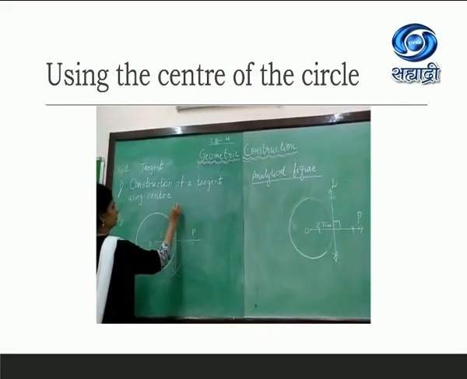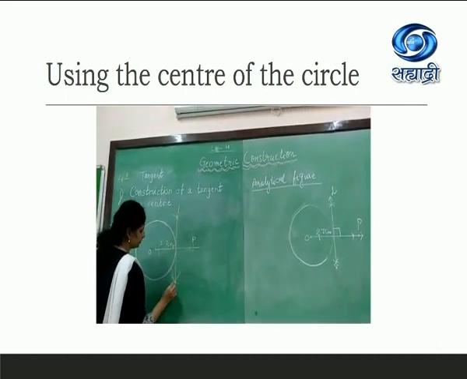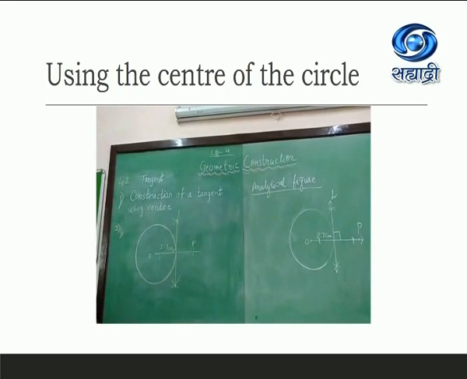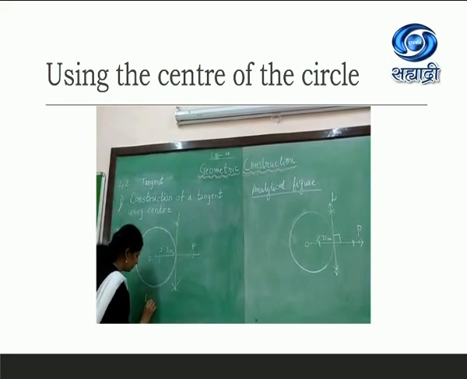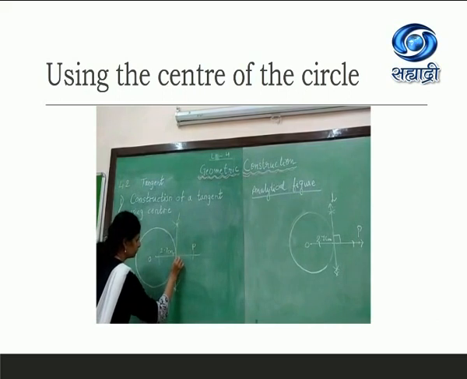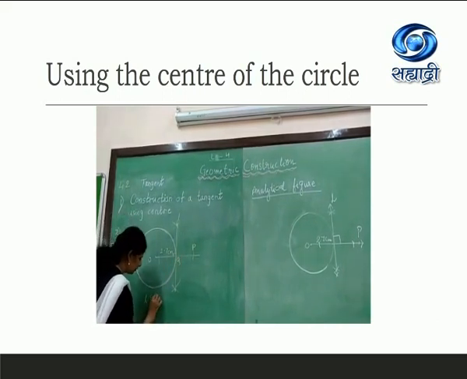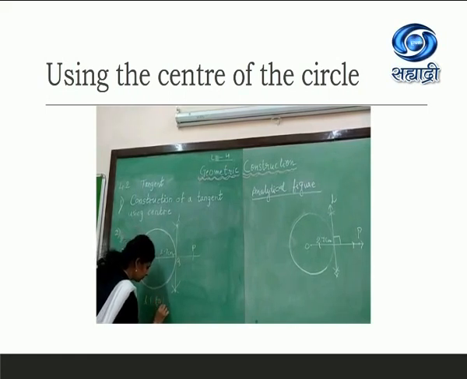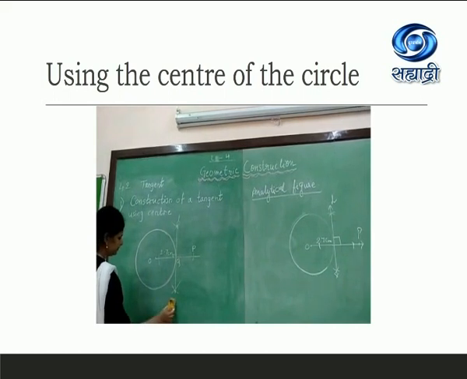Analytical figure carries marks, so it is always better to draw an analytical figure, and L is the line passing through the point which is touching the circle. L is perpendicular to OP. Okay, and that is Q. Point Q is on the circle. L is perpendicular to the segment OP. Yeah, this way you can draw it.